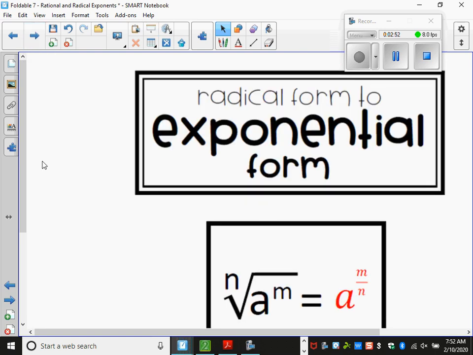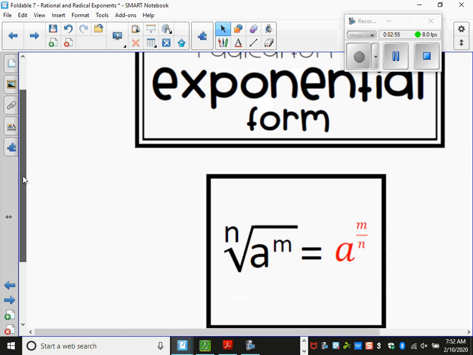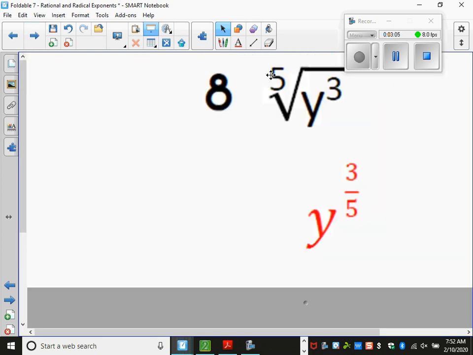All right, now let's say you want to go in reverse order. They give you this, and now you have to turn it into a fractional exponent. If you have the 5 here, remember that's your denominator. The exponent that's under the radical is the numerator, and the base is the base. So y to the 3/5.